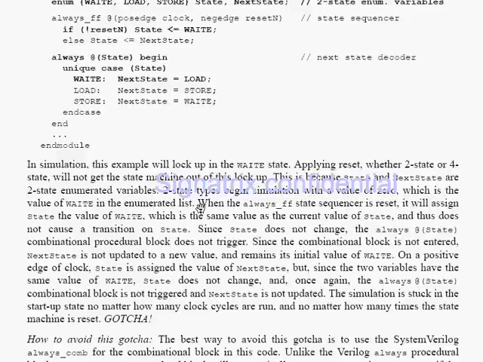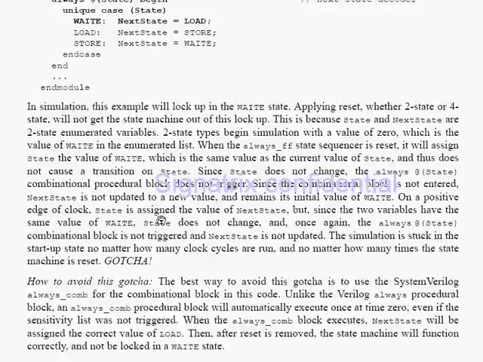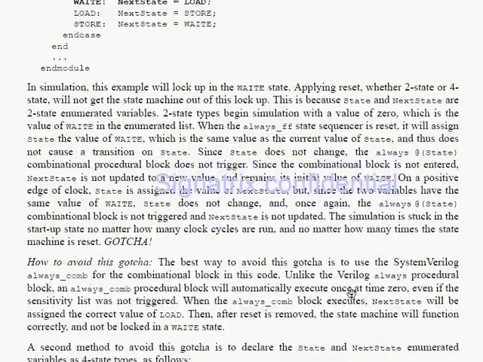After that, on any variable change it will execute again, so you can avoid that problem. So they are telling us always_comb will automatically execute once at time 0, even if the sensitivity list was not triggered. So you can avoid this problem with the use of always_comb.